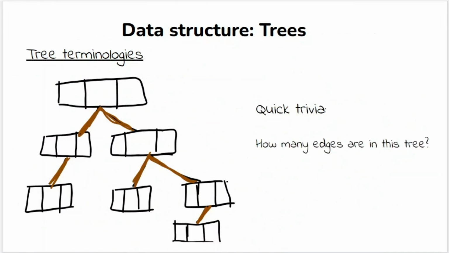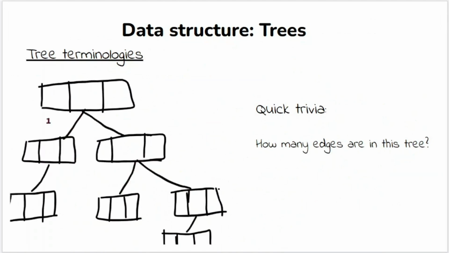Now, let us have a quick trivia. How many edges do we think are in this tree? You can pause this video now and give it a quick spin. So we have one, two, 3, 4, 5, and 6. We have 6 edges in this tree.